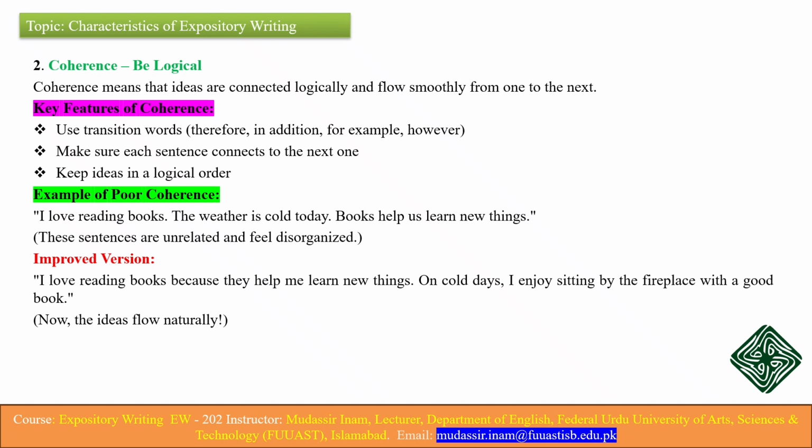There are some features of coherence, such as: use transition words like therefore, in addition, for example, however. Make sure each sentence connects to the next one. Keep ideas in a logical order. There are two examples. In one example, there is lack of coherence. In the other example, the text is very clear and there is coherence in the text.